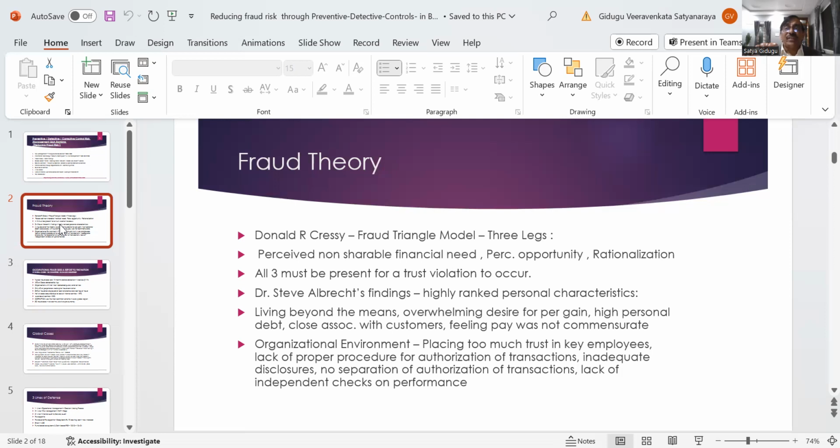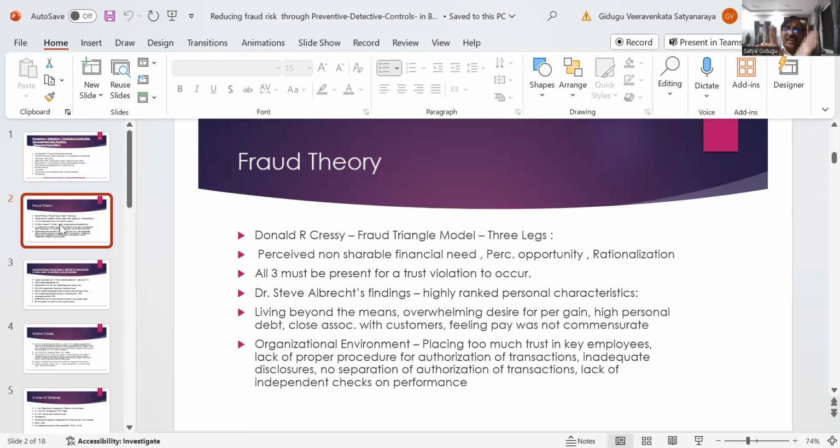Financial need, perceived opportunity you should have. You should be an officer. You should have power to do. You should have the key. You should be a cashier. That's why, what do they say? When audit goes, first it verifies cash. First statutory physical cash verification.